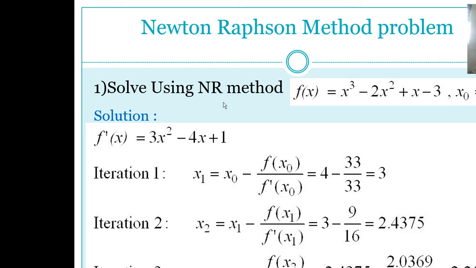Now we evaluate the same two expressions again by putting x equal to 3, and we get the new value x2 calculated from x equal to 3. So at x equal to 3, the function value becomes 9, f'(x1) becomes 16, and the new corrected value is 2.43.